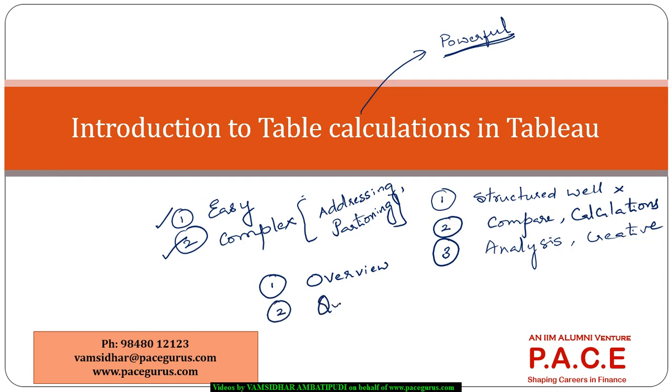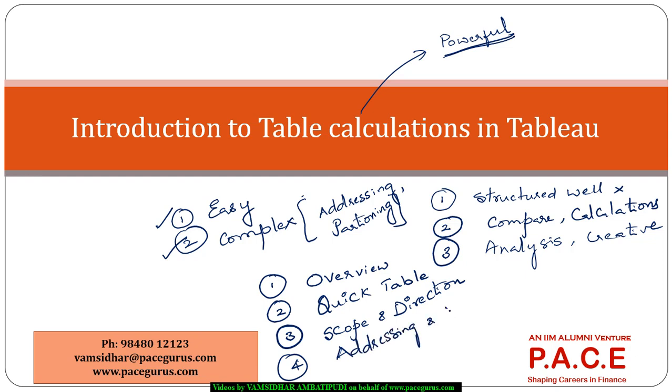Then we have the aspect of quick tables. We have used them in some of the sessions earlier, so we'll again have a quick understanding of this quick table. How does it help me? Then we'll understand two important concepts: one is scope and direction, which will help me in performing table calculations. On the same note, but slightly more advanced, we'll understand addressing and partitioning as concepts, and how they help me perform table calculations effectively.